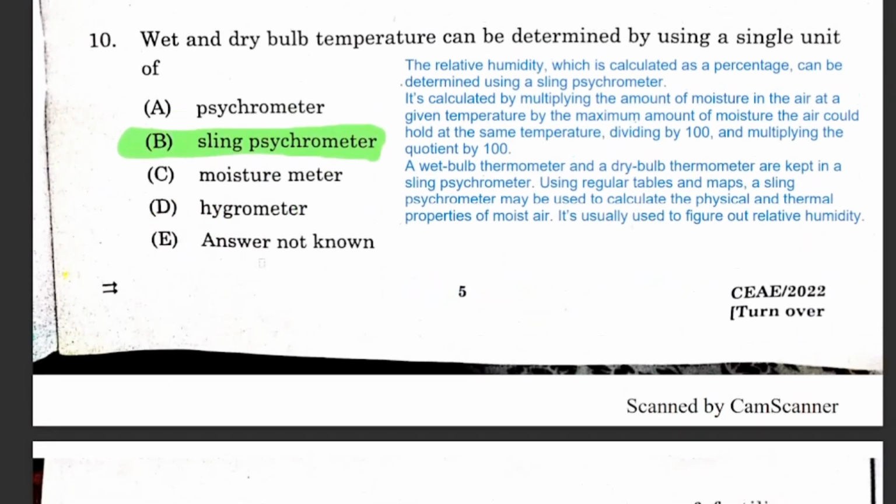Next, question number 10: wet and dry bulb temperature can be determined by using a single unit of sling psychrometer, which we use to measure it. So here option B will be correct.